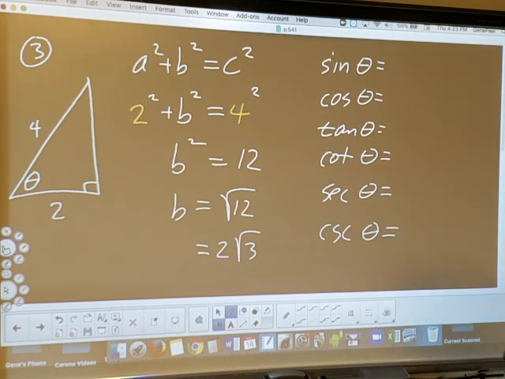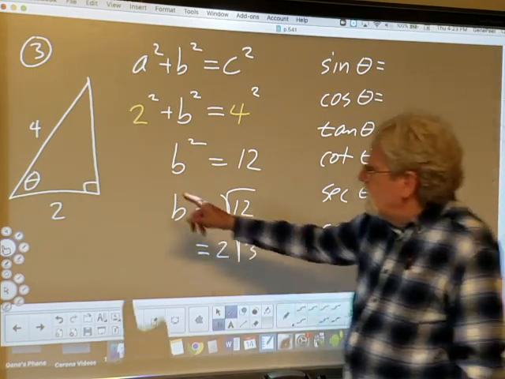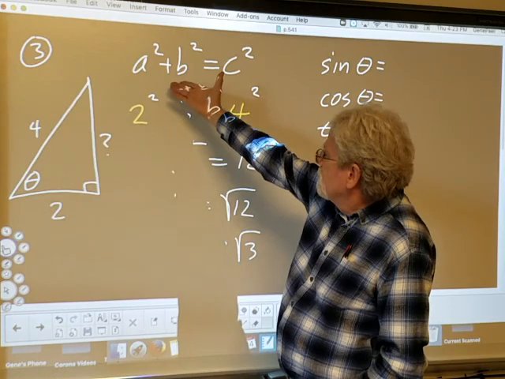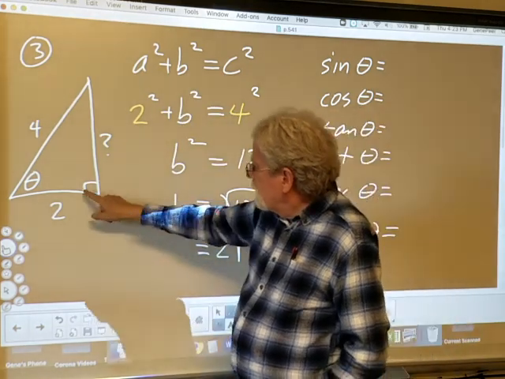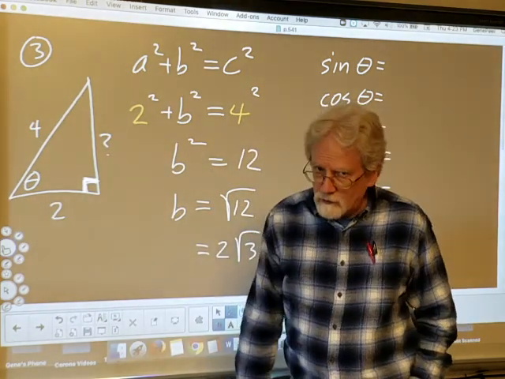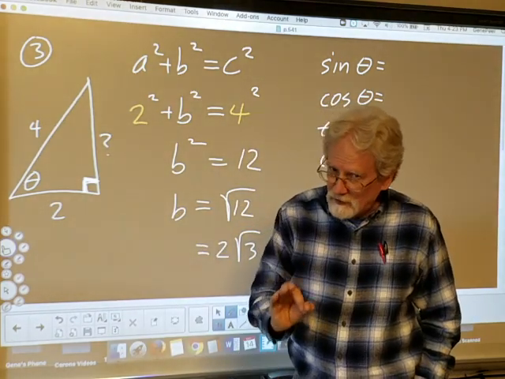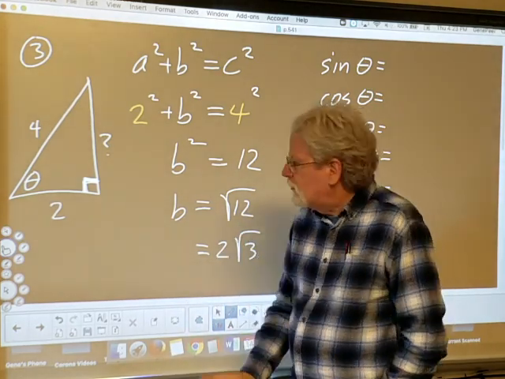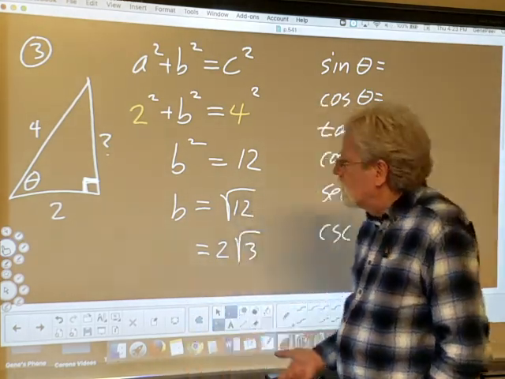Number 3. Again, applying SOHCAHTOA, but before we do that, we need to know what the missing side is. So we use Pythagorean theorem. And we can use that because it is a right triangle. Do not try to use Pythagorean theorem if it's not a right triangle. That should be obvious from your experiences in pre-algebra, perhaps even, and geometry from long ago.